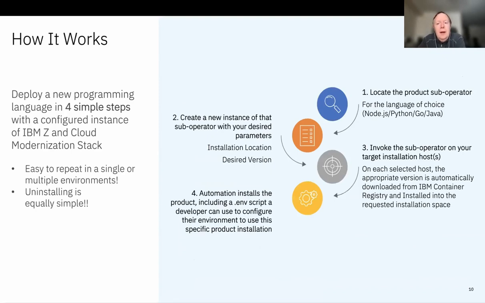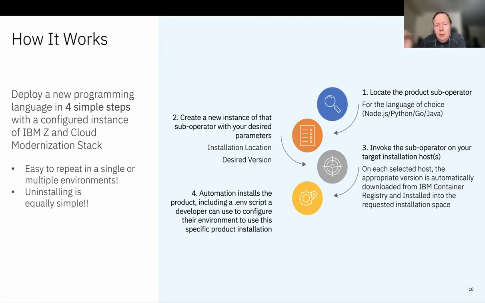So just a little bit of how it works. At a core level, it's a fairly simple thing in the Z Modernization Stack, and we'll take another look in a slide to put some of these terms in context for you. But basically, the idea here is you locate a product sub-operator. A sub-operator is basically, I want to install Python on a zOS host. With that, you basically create an instance.